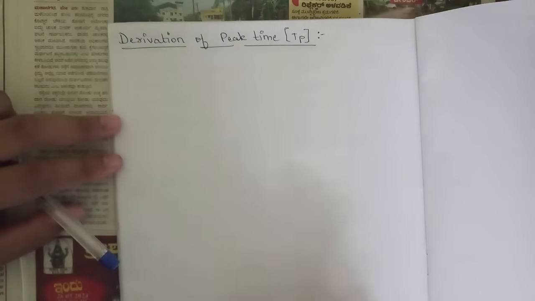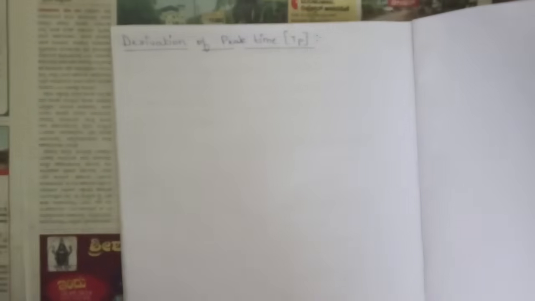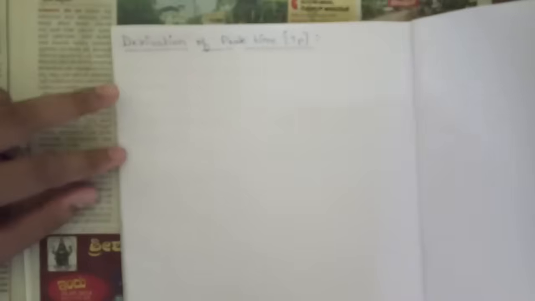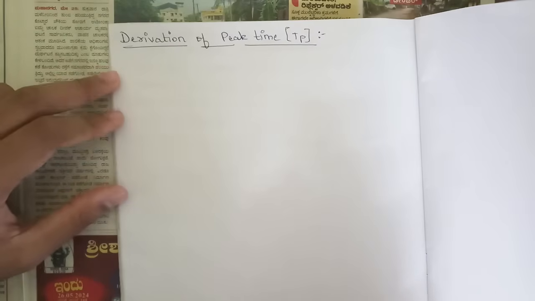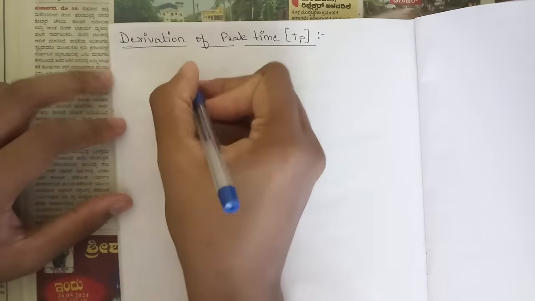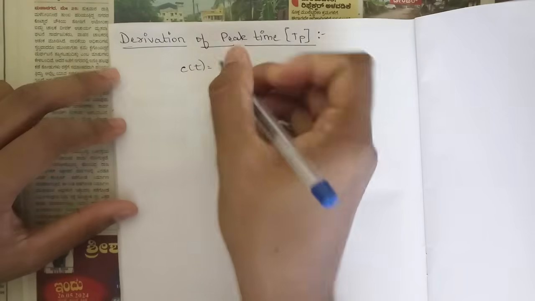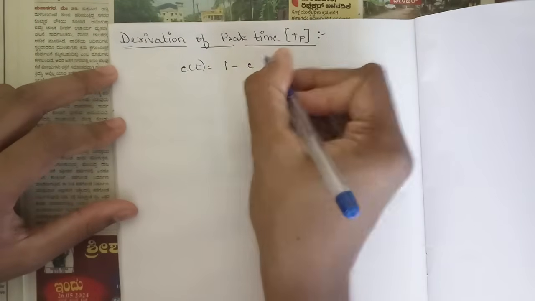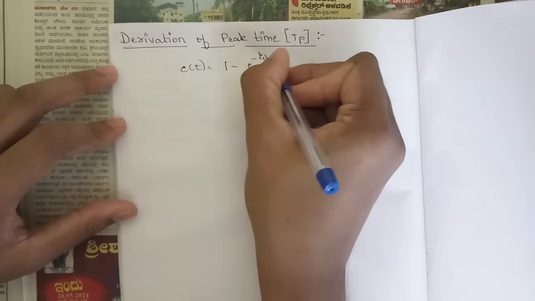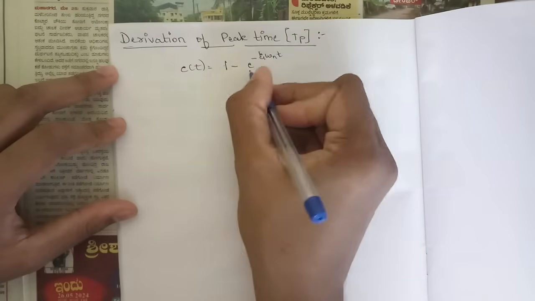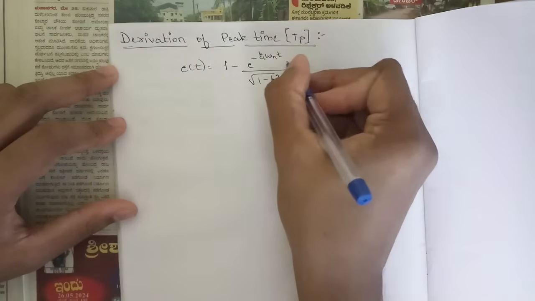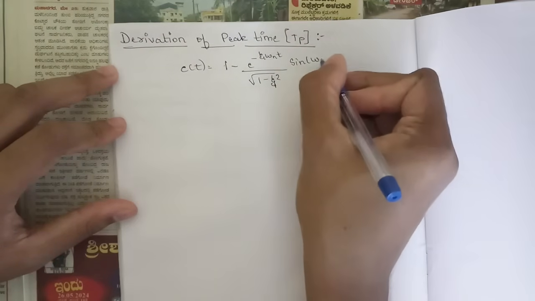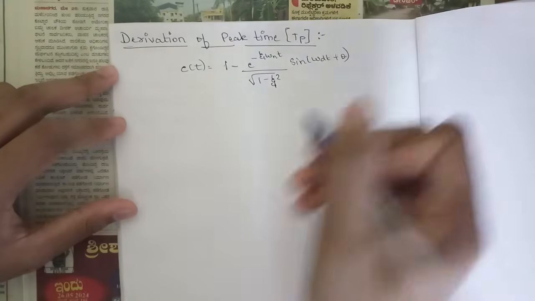So the first derivation is the derivation of peak time. Okay, so what is this peak time, or we can call it Tp. So now let's start deriving this Tp, peak time. First thing, write the output response equation which we have derived, that is C of t is equal to 1 minus e to the power minus zeta omega n t divided by square root of 1 minus zeta square, sine of omega d t plus theta.